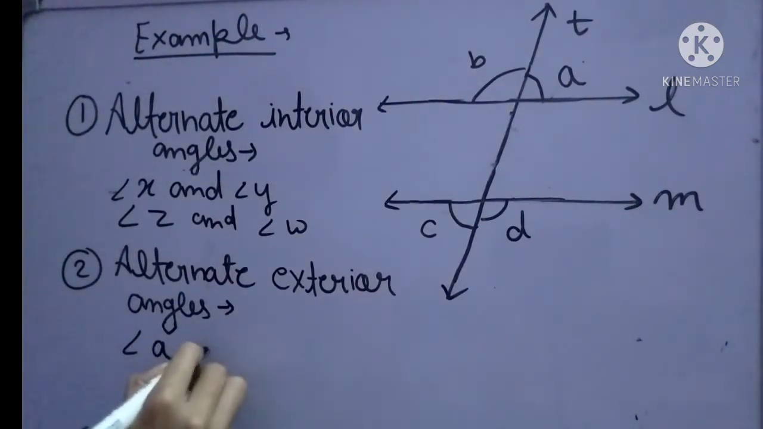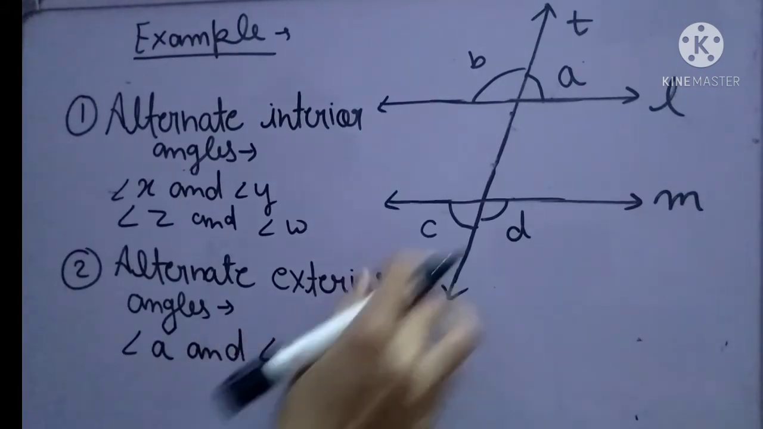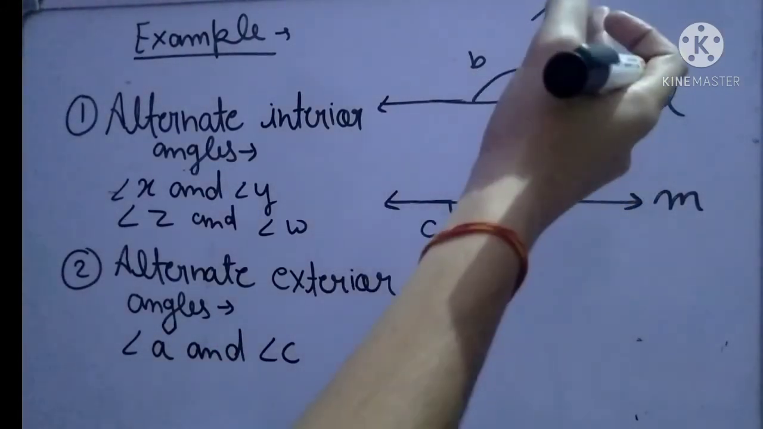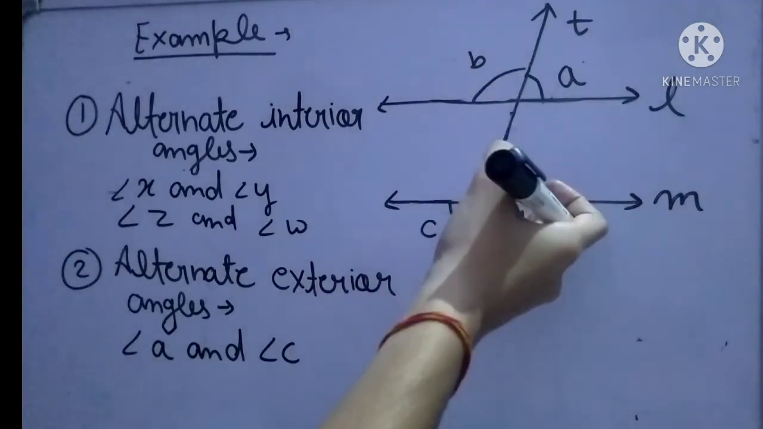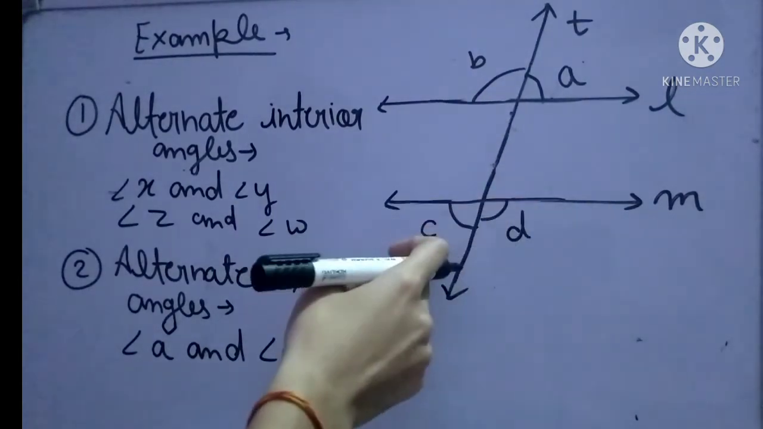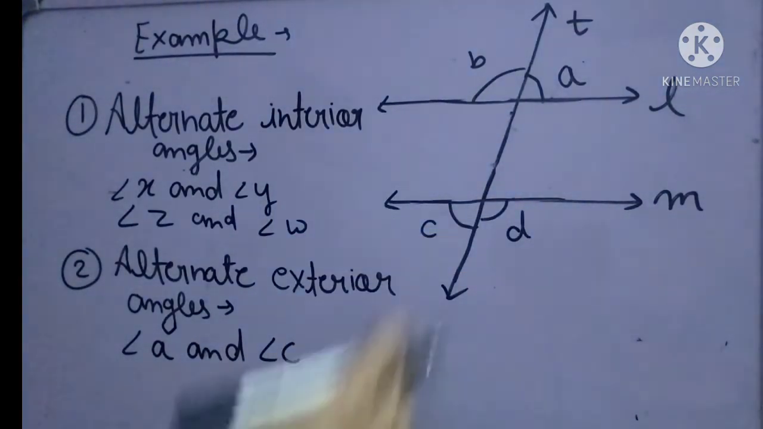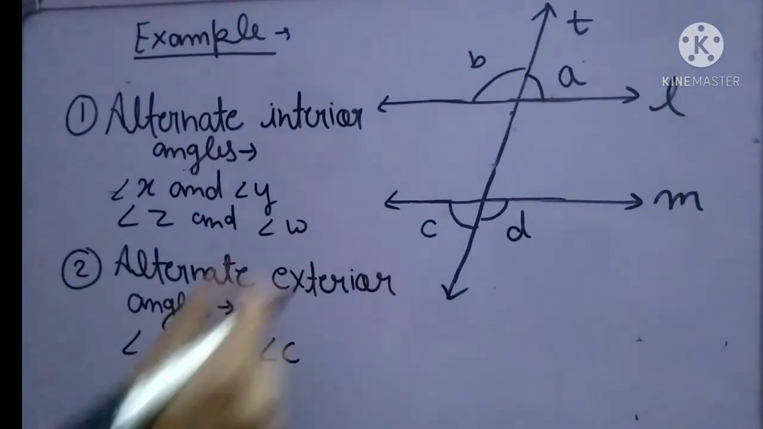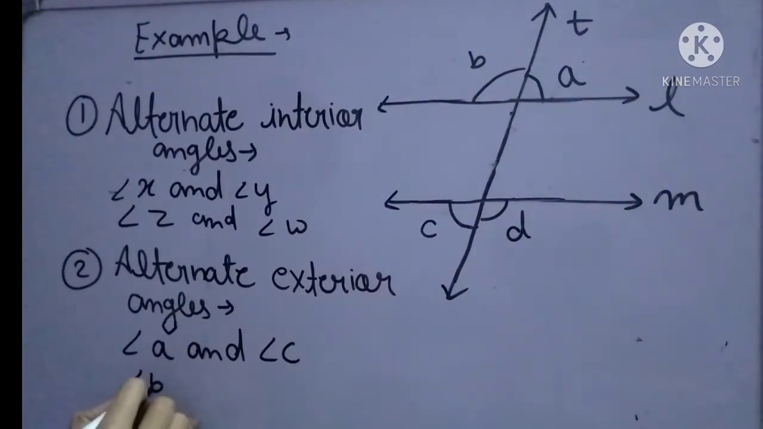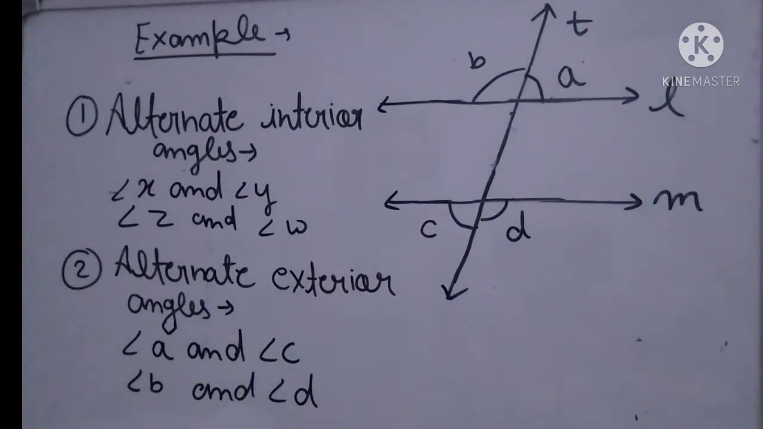Angle A and angle C, because angle A is on the right hand side of this transversal T, then angle C is on the left hand side of this transversal T. Similarly, angle B and angle D. Okay, these are the alternate exterior angles.